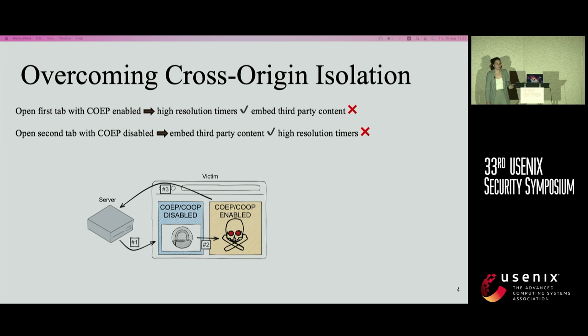The way we overcome it is by simply opening another tab. In the first tab, you do Prime+Probe and you enable the policy. In the second, you disable it. Since the L3 cache is shared across all of the computer's CPU cores, the attack works, and this entire policy has practically no effect on our attack.